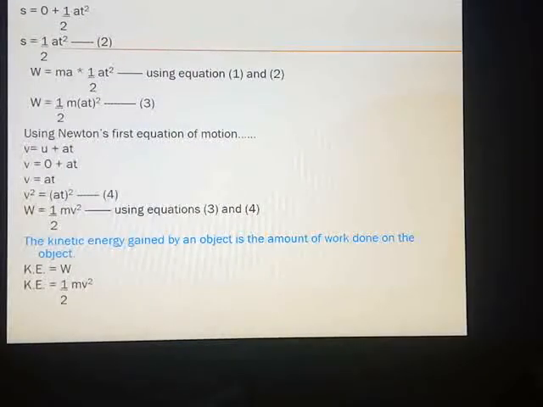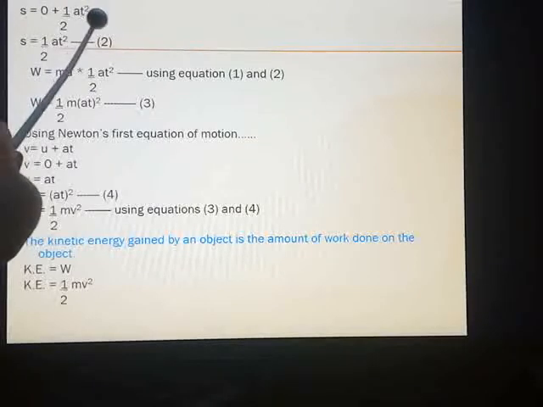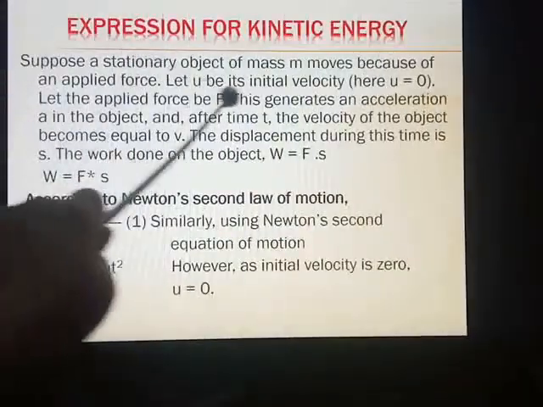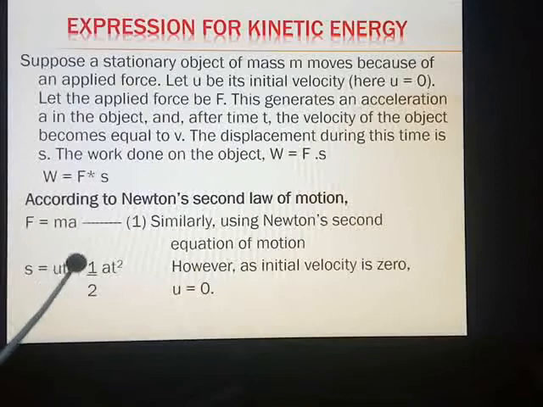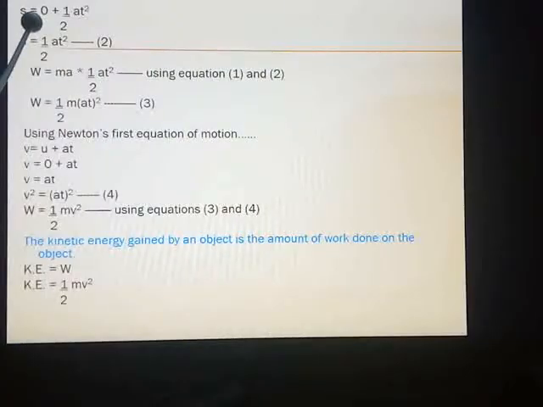Now, from where we have derived this s is equal to ut plus half at square, we have seen the equations of motion. So take that equation, s is equal to ut plus half at square. Now you all know that u is equal to 0. So u multiplied by t, 0 multiplied by any number comes out to 0. So s is equal to 0 plus half at square. So it is nothing but s is equal to half at square.